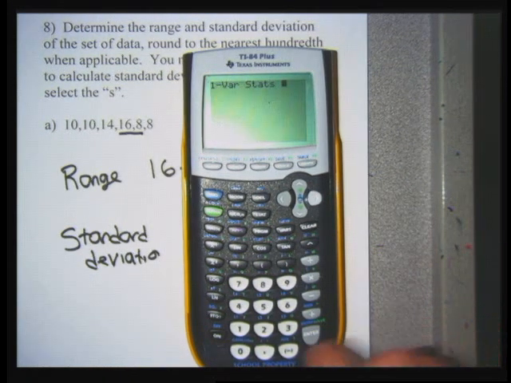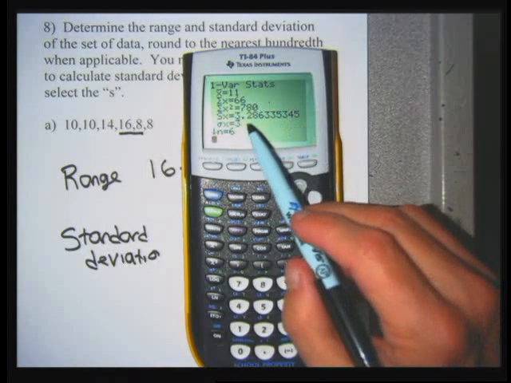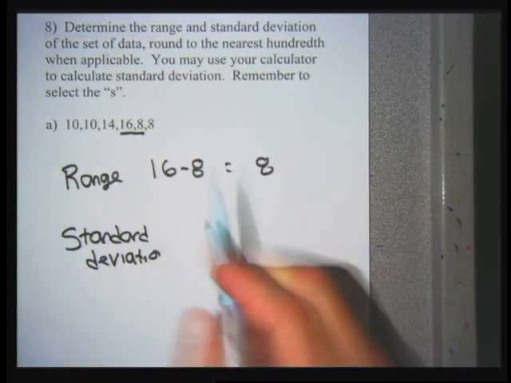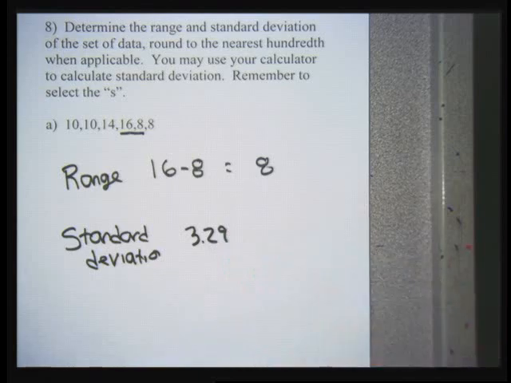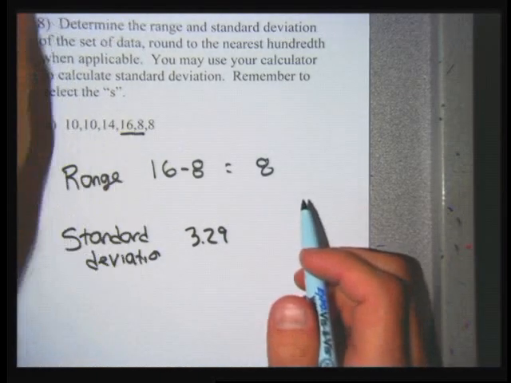Enter, enter. The number in front of the S is the standard deviation. I'm going to round that to 3.29. So my standard deviation for this data is going to be 3.29. I don't know what the data even stands for, so I'm just going to leave it as a number and not attach any words to it.